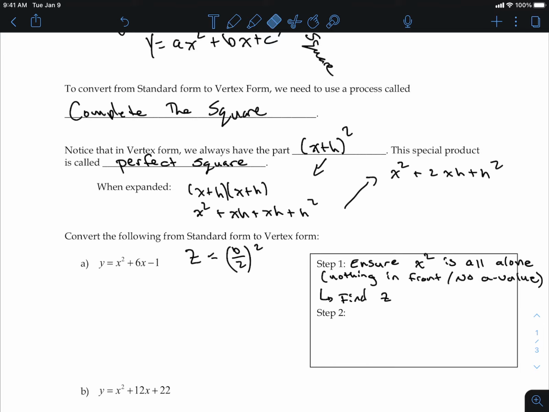Okay. You're always going to find Z. Why don't we just do this in order then? So the first two things I've written here, is there anything in front of x squared right now? No, there's a 1. That's it, which is nice. That's what you're looking for, a 1. Okay. Second step, let's find Z. Okay.